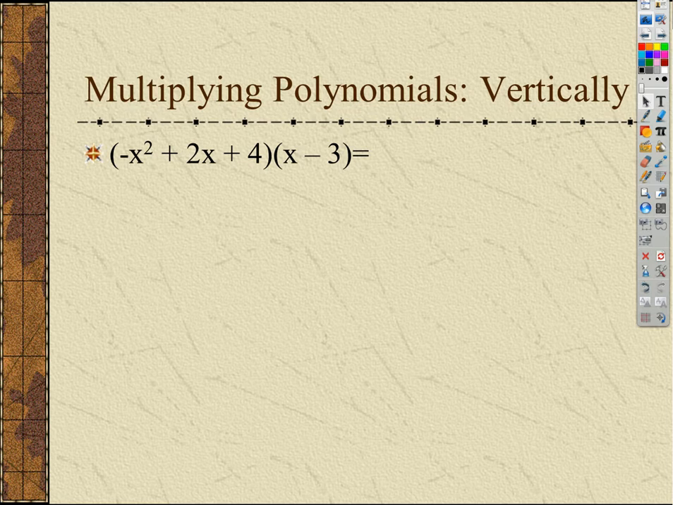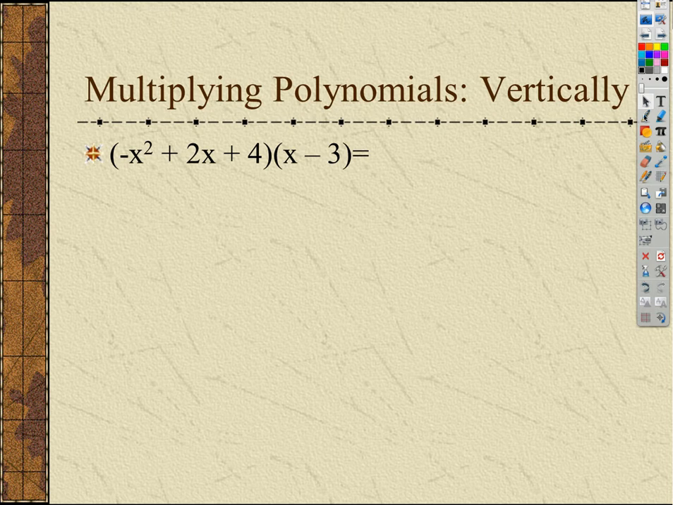Now, I do have one hint for you here. I can't remember if all books do this, but I think this helps a little bit. If you're going to distribute, why not distribute from the smaller to the bigger? By the smaller, I mean the one with fewer terms. This polynomial has 3 terms, this one only has 2. So rather than distributing 3 times, why not just take each of the terms in the small one and distribute to the big one, right?